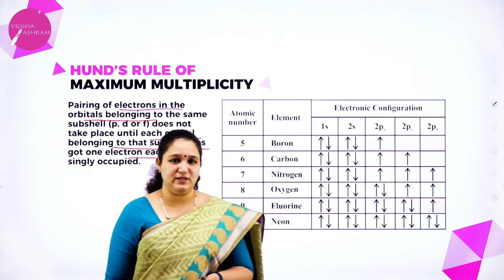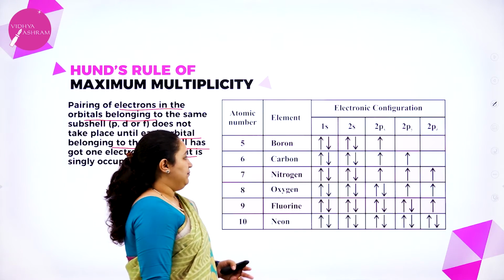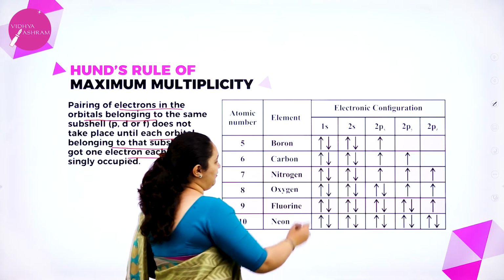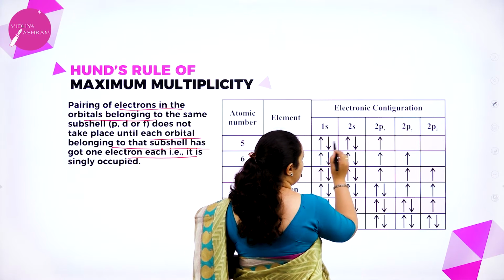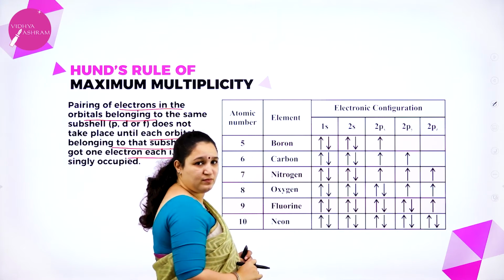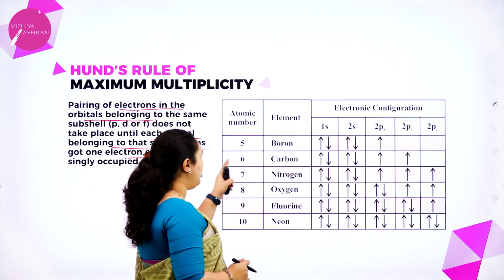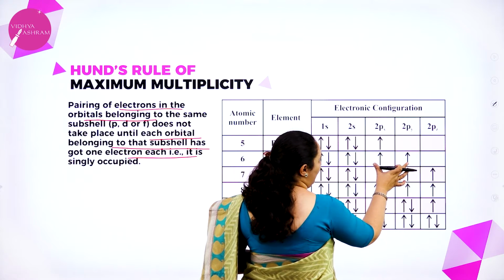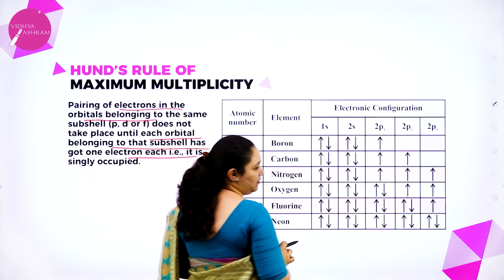What is the meaning of this? For example, I'll take boron. In boron, I have 1s2 and 2s2 electrons. In 2p, only one electron is there. Okay. Next we have atomic number 6, that is carbon. In carbon, you have 2 electrons in p orbital.